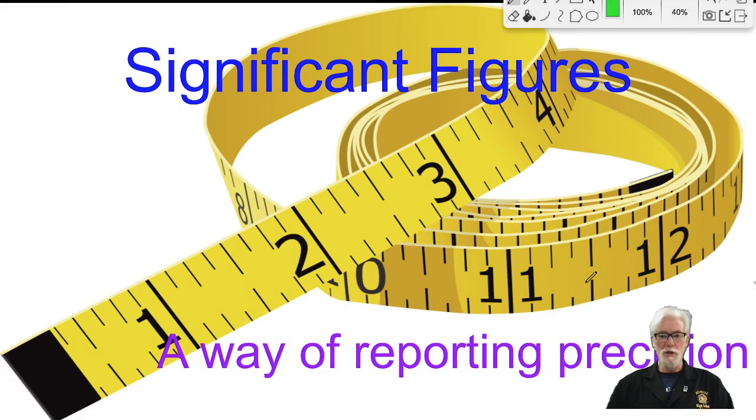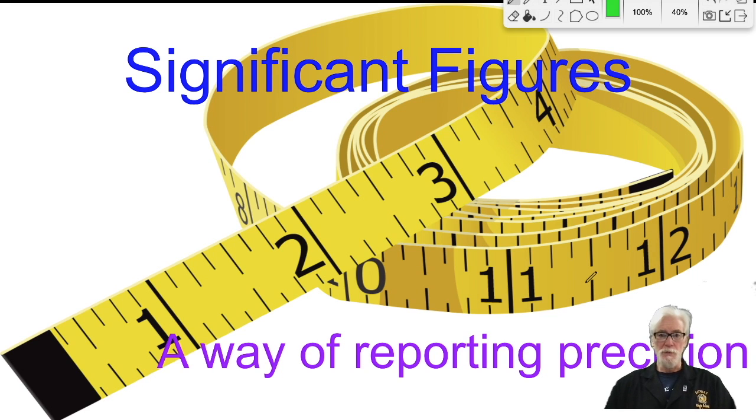In another video, we learned about the difference between accuracy and precision. In this video, we're going to zero in on precision, and specifically, we're going to talk about something called significant figures. This is a way that scientists deal with the fact that there's lack of precision, there's uncertainty in all of our measurements, so that we can report that to the people who are reading the numbers that come from our measurements. So significant figures are just a way of reporting the precision of our measurements.